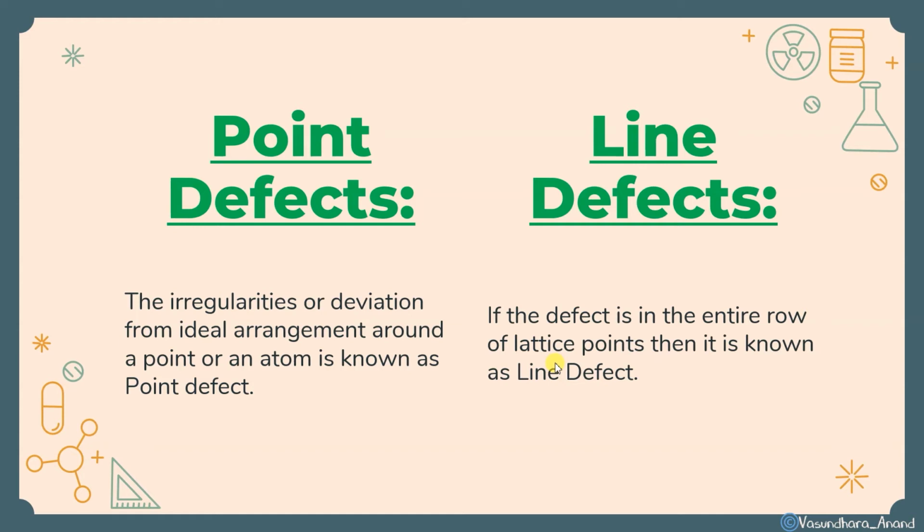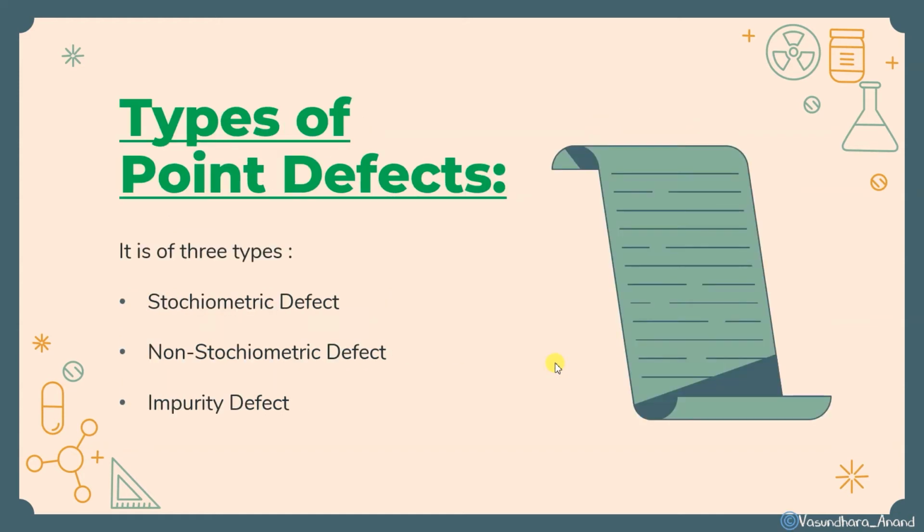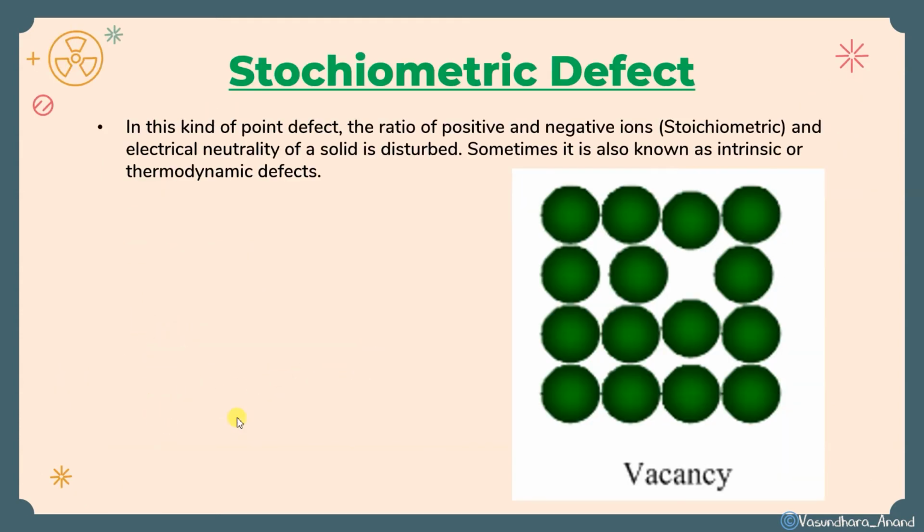Clear? Now, types of point defect: it is of three types, stoichiometric defect, non-stoichiometric defect, and impurity defect. If we check this, the stoichiometric defect has two names: one is called vacancy defect, another is called interstitial defect. It is a kind of point defect in which the ratio of positive and negative ions, which gives the stoichiometry, and the electrical neutrality of a solid is disturbed.